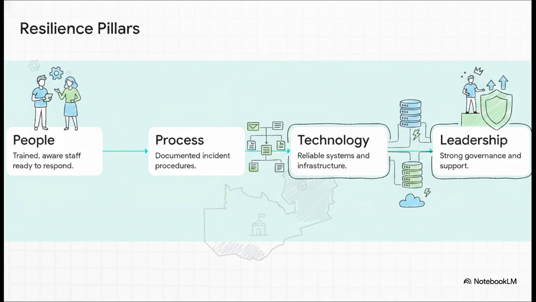Pillar 1, people. You need staff who actually know what to do the second a crisis hits. Pillar 2, process. You need meticulously documented procedures. If the core banking system crashes at 2 a.m., exactly who calls whom? And Pillar 4, leadership. Management has to truly understand these risks and actually sign the checks for the backup generators. If continuity isn't championed by leadership as part of the company culture, the best tech in the world isn't going to save you.